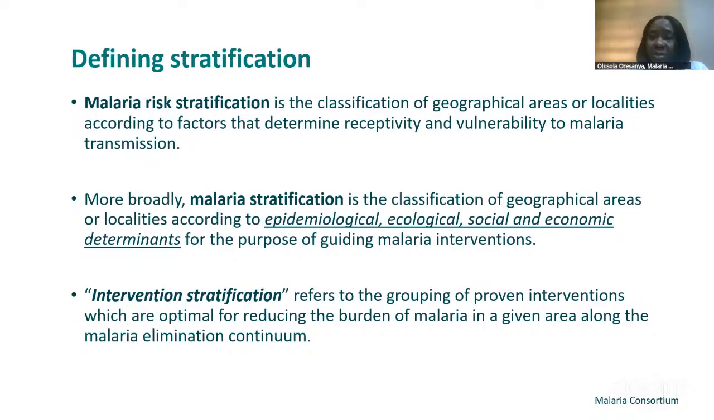So when we say receptivity, we're talking about the factors that make a particular ecosystem able to sustain malaria transmission over a period of time. So those factors that come to play, going from vectorial capacity to the vulnerability of the population in that area, to climatic conditions, and all those factors that help to promote malaria transmission in a place. That is what is called receptivity.